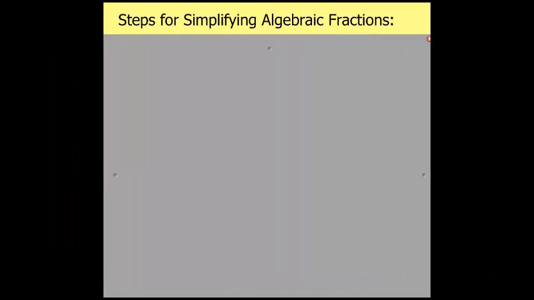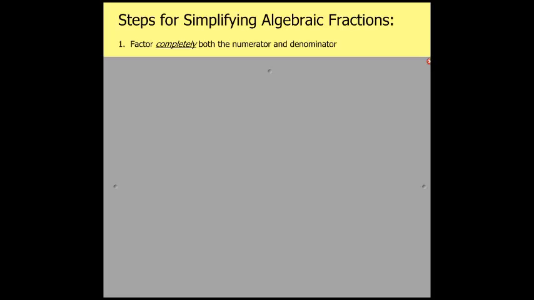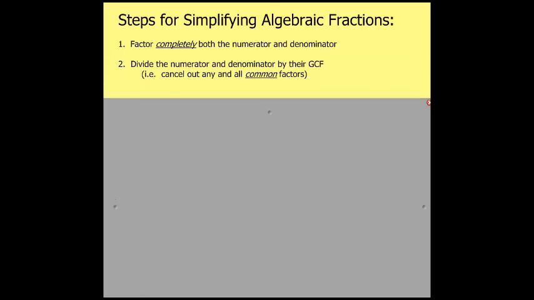The steps for simplifying algebraic fractions. The first step is to basically factor completely both the numerator and the denominator. Once we've done that, we can divide the numerator and the denominator by their GCF, and we will cancel out any and all common factors.